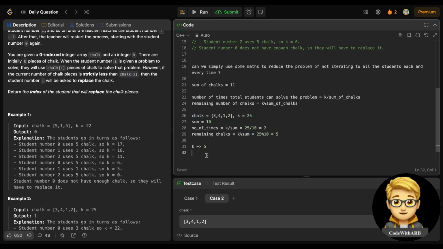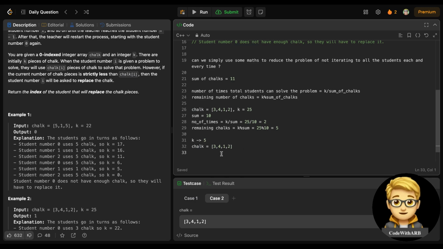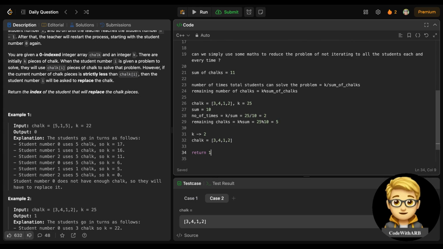Now I can iterate over the whole chalk array to see at which index this 5 is less than the chalk[i]. I will iterate from 0. This is index 0, which is 3. 5 is greater than 3, so the student can solve it, and 5 now becomes 2. I will now go to 4. This 2 is less than 4, so this student cannot solve the problem. It means the index will be 1. The student will replace the chalk, which is the answer.